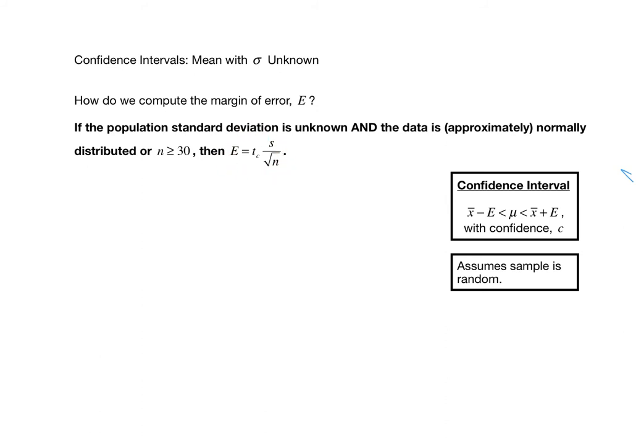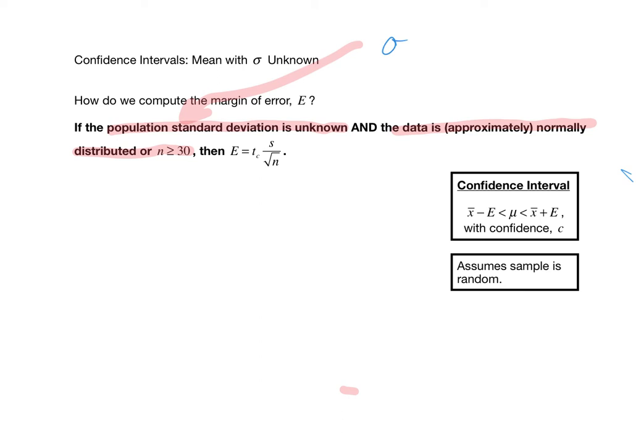So let's just highlight a couple of things first. We've got population standard deviation needs to be unknown and the data is approximately normally distributed or n is greater than or equal to 30. So we need one of these two things, normally distributed data or approximately normally distributed data, or n being greater than or equal to 30. But we also must absolutely not know the standard deviation of the population sigma. Again, population standard deviation is sigma, not s.